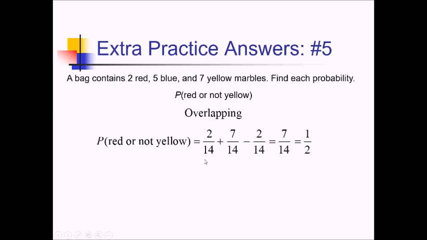Now, if you logic this out, if you're asking for the probability of marbles that are red or not yellow, you're taking the reds and the blues basically. So that's going to be half the marbles.